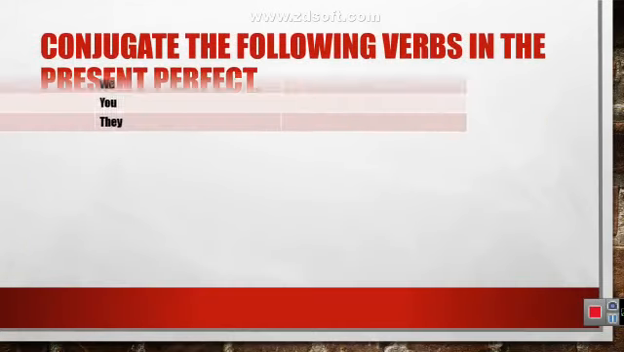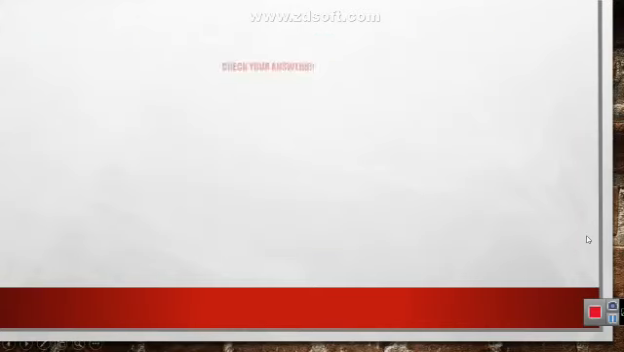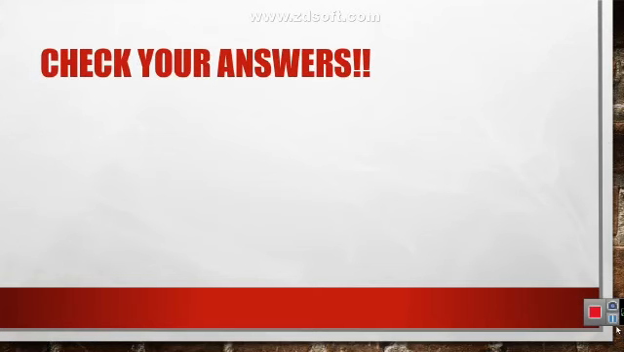Now conjugate the following verbs in the present perfect. Write in the affirmative form, talk in the negative form, and read in the interrogative form. Check your answers.